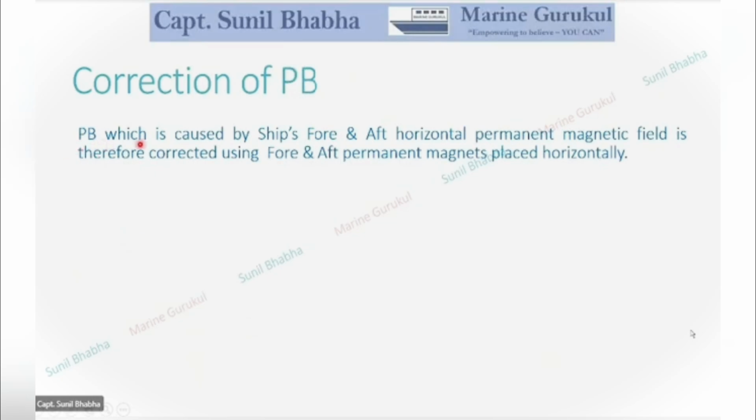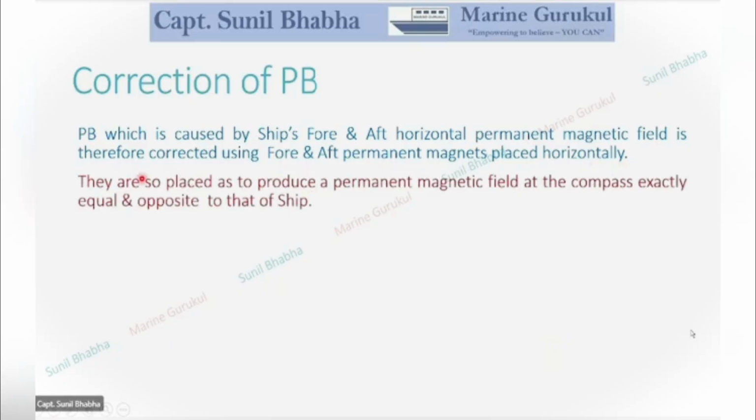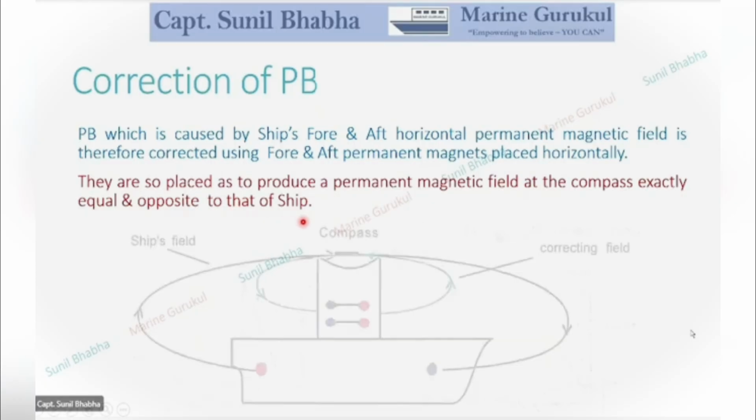So permanent B, which is caused by the ship's fore and aft horizontal permanent magnetic field, is therefore corrected using fore and aft permanent magnets which are placed horizontally. Now these magnets are so placed as to produce a permanent magnetic field at the compass location exactly equal and opposite to that of the ship.